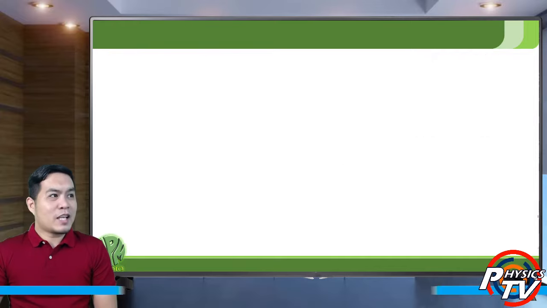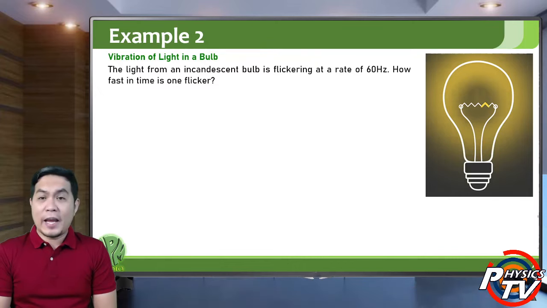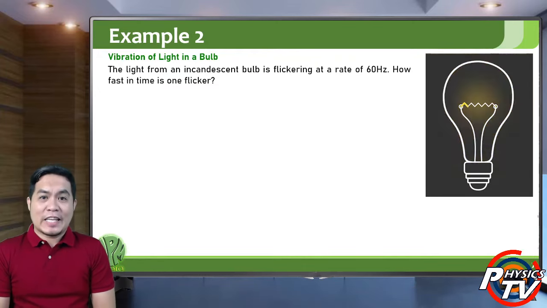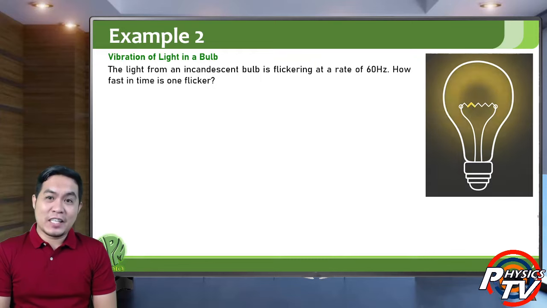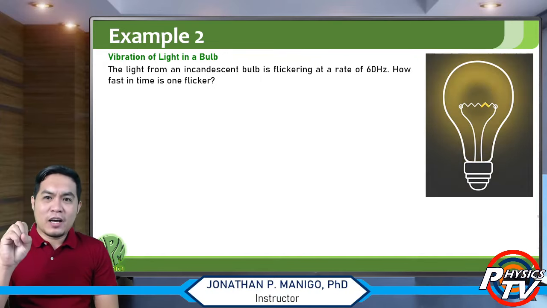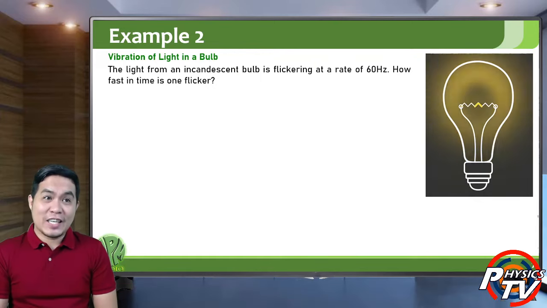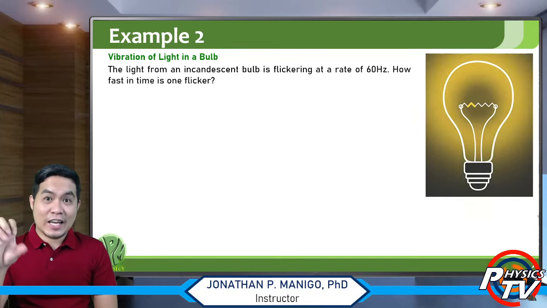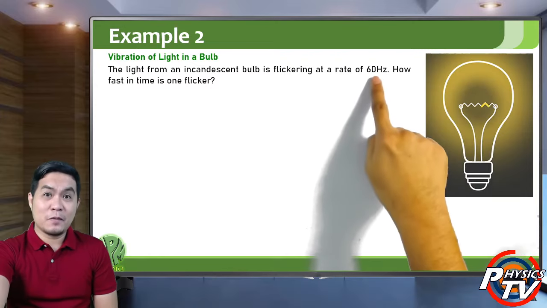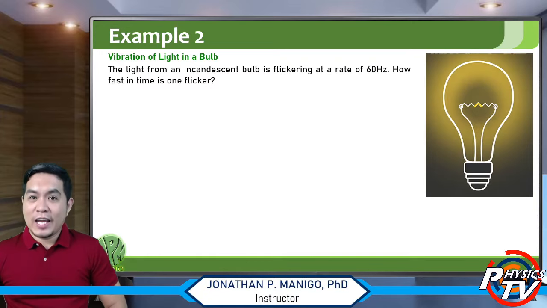Okay, so let's now go to another example. This is the vibration of a light bulb. The light from an incandescent light bulb, the yellowish light bulbs, the old light bulbs, not the LED types, is actually flickering at a rate of 60 hertz. It's actually shining and then dimming, shining and dimming at a rate of 60 hertz, meaning 60 flickerings in 1 second. That's what the rate of 60 hertz means: 60 times, 60 cycles, 60 flickerings in 1 second.